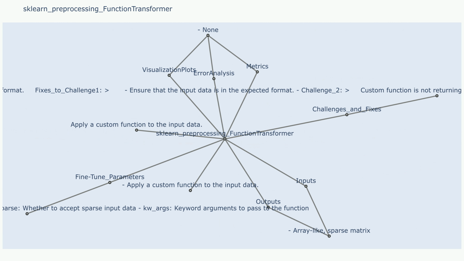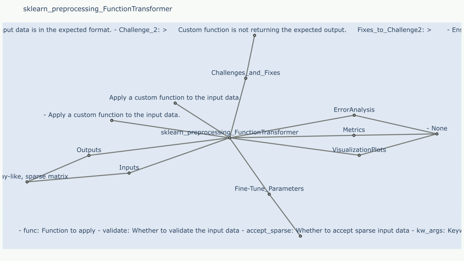Steps. Function application. When you apply function transformer to your data, it internally calls your custom function with the input data X. Output handling. The function transformer then handles the output of your function, ensuring that the resulting data is in a format that is compatible with scikit-learn.